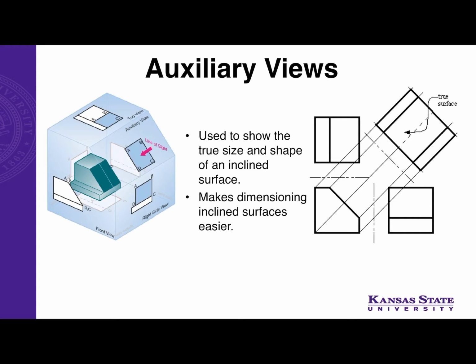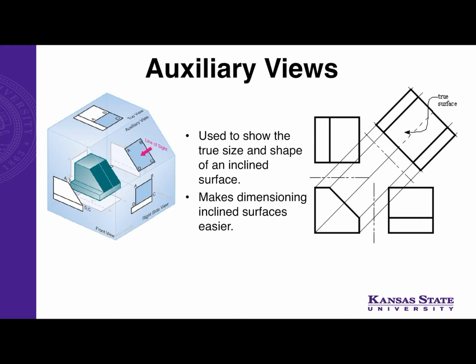So basically what you can do here is you can take the inclined line and look normal to that surface. So you're looking so that surface is perpendicular with your line of sight. And we can do that, see how we can kind of drag off and see that true surface. What that's going to let us do is dimension things that are on that surface.